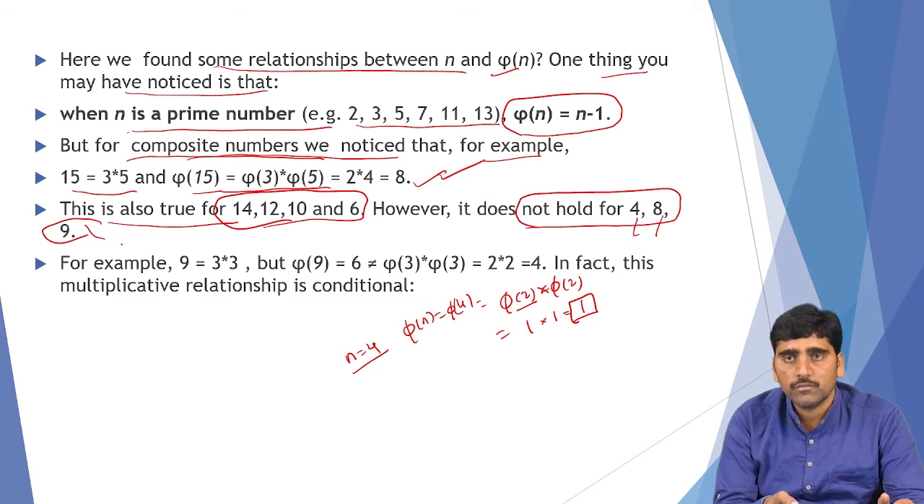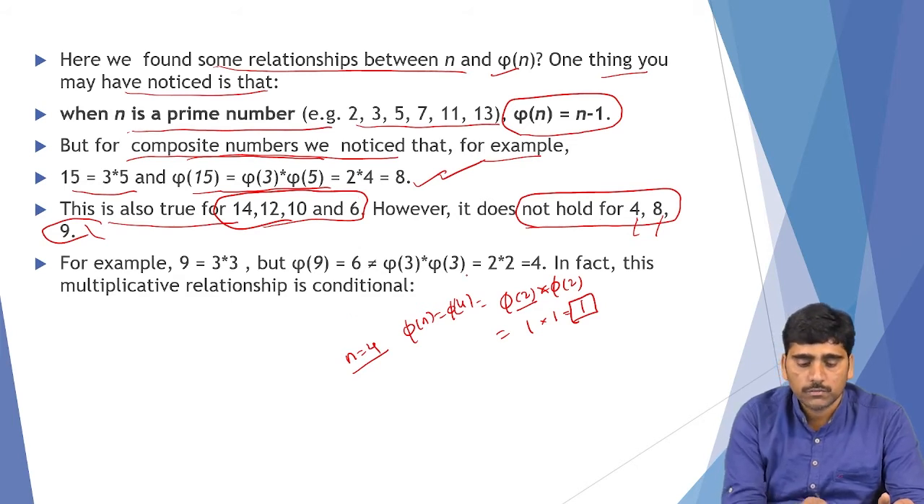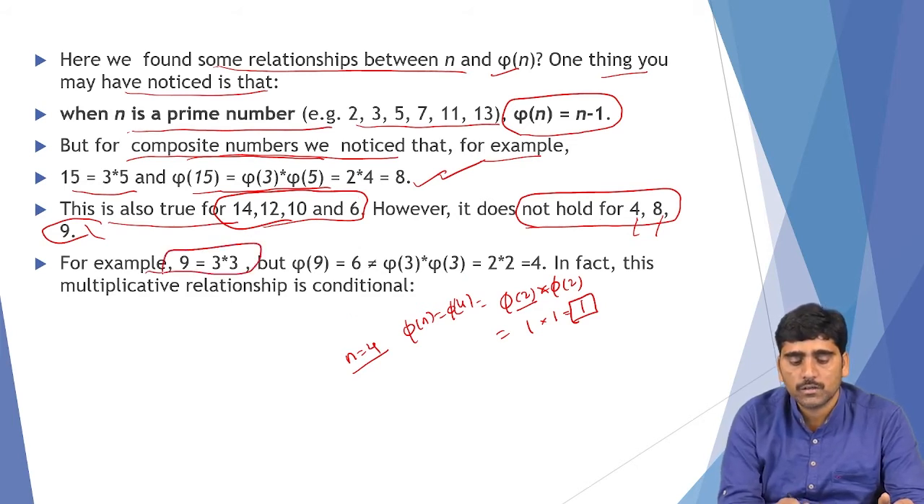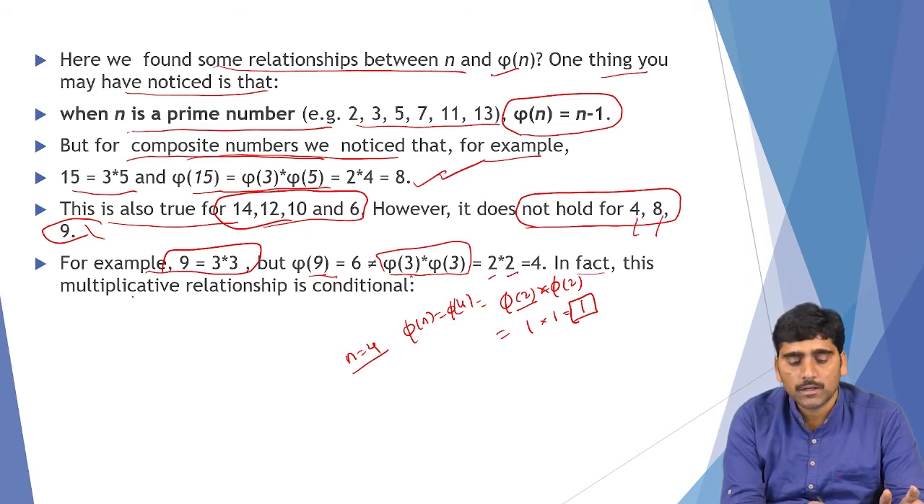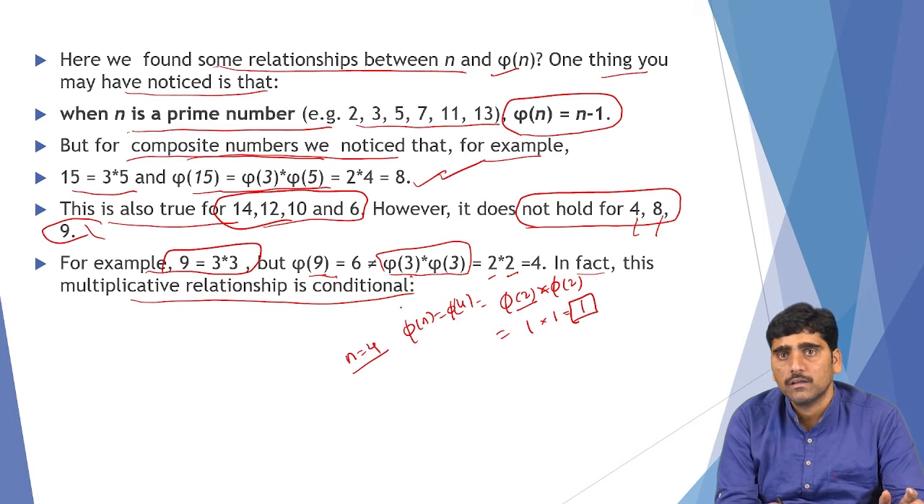We need to see why it is not holding true. For example, 9 equals 3 into 3, but phi of 9 equals 6. That is not equal to phi of 3 into phi of 3. Phi of 3 is 2, phi of 3 is 2, so 2 into 2 is 4. In fact, this multiplicative relationship is conditional.